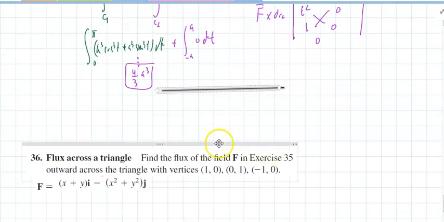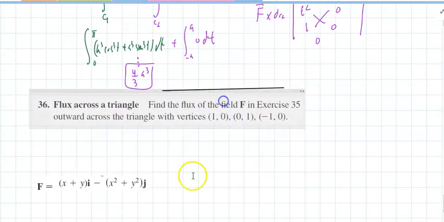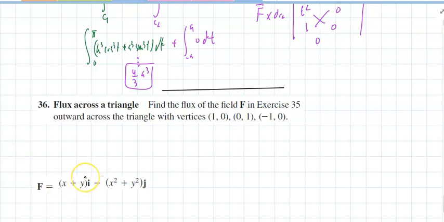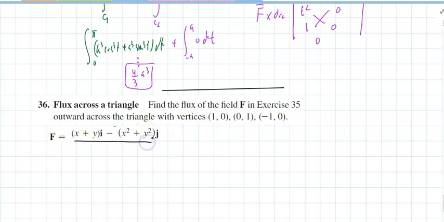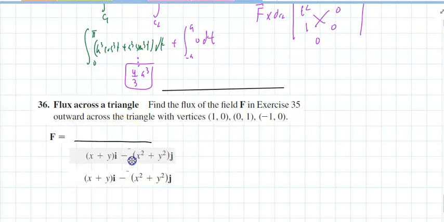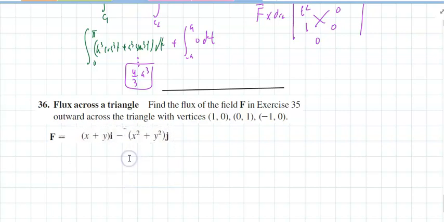I have one more to go. I want to find the flux. It says, find the flux of the field F in exercise 35. That's it right there. Should make that look nicer. There we go. Okay, much better.